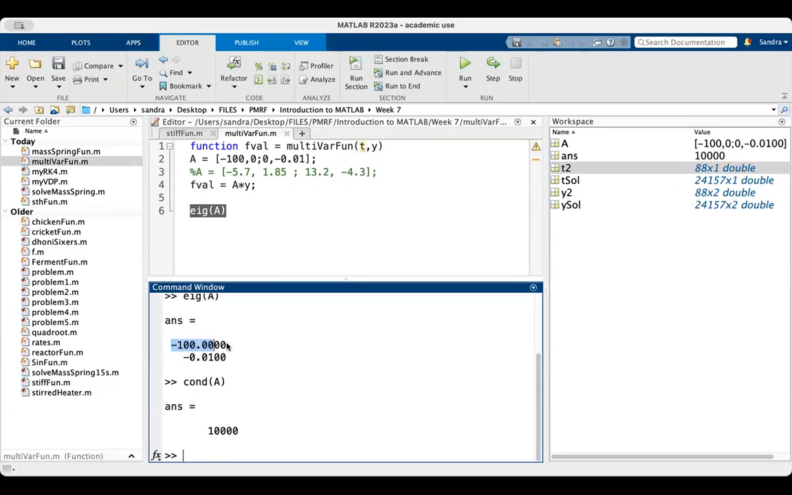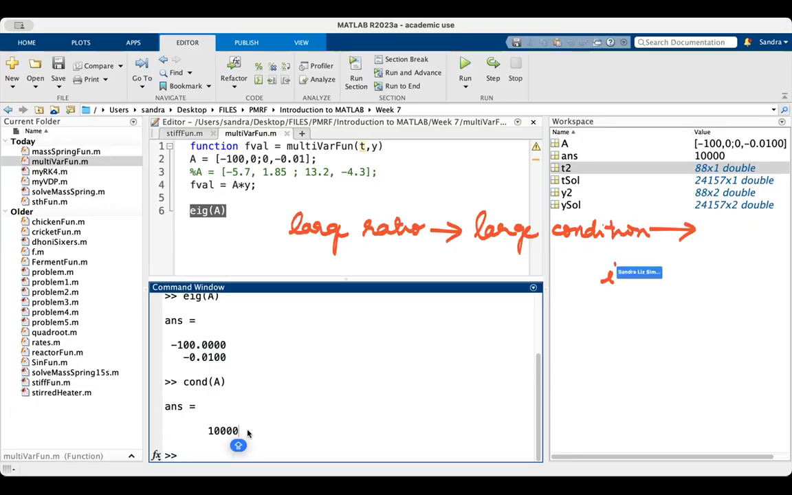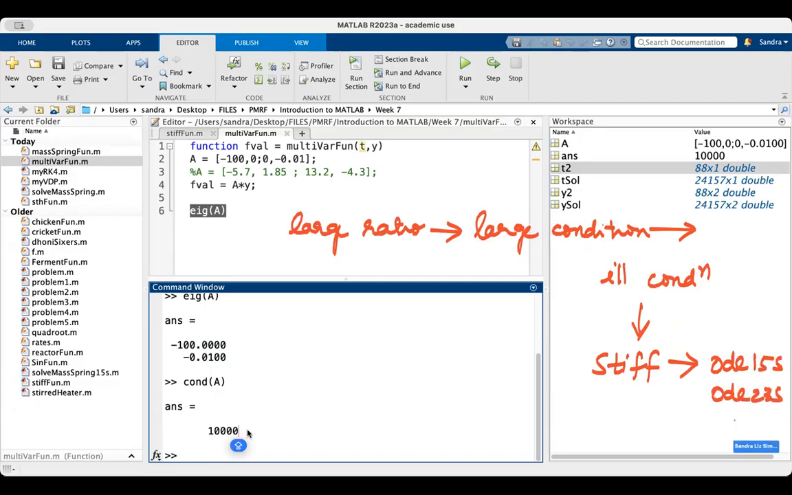Okay, CONDA takes a ratio of the absolute value of the largest eigenvalue and the smallest eigenvalue. So 100 divided by 0.01 gives you 10,000. This is a very large condition number. So basically, a large ratio means a large condition number, which is equal to an ill-conditioned matrix, and that is equal to a stiff system. A stiff system you can solve using ODE 15S, ODE 23S and so on.